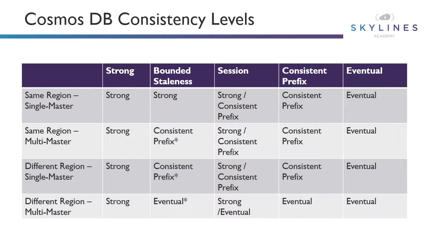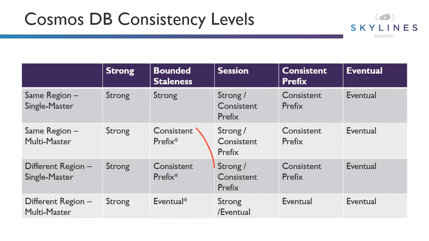And you can see here for the deployment types, we've got same region, single master, same region, multi-master, and then the same to where we've got multiple regions, single master, and multiple regions, multiple master. Strong, again, is going to have every transaction available in real time. Eventual, on the other hand, will eventually sync up, but there's no guarantees on when, or things may be out of order. Bounded staleness, again, within the same region, has the same consistency level as strong.